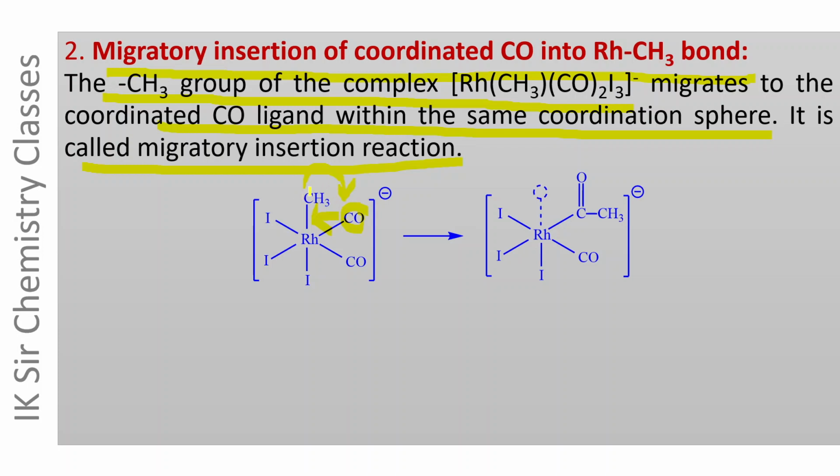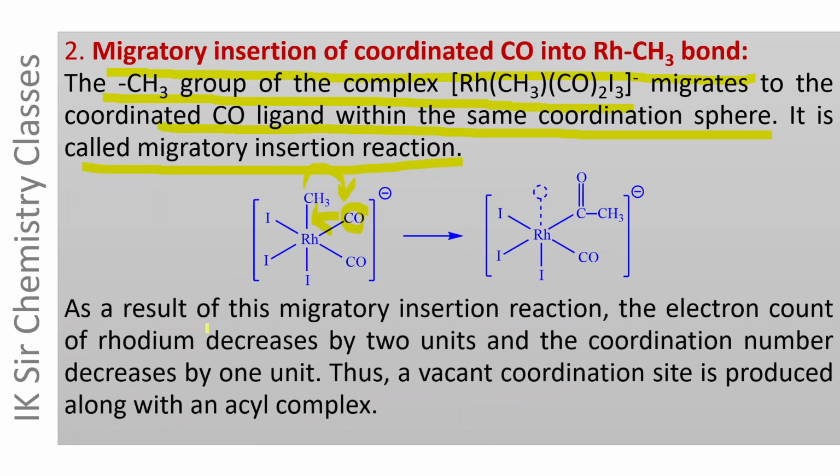As a result of this migratory insertion reaction, the electron count of rhodium decreases by 2 units, the coordination number decreases by 1 unit, and thus a vacant coordination site is produced along with an acyl complex. Due to migration of this methyl group to the coordinated CO group, the CO group transforms into acyl group, and a vacant coordination site is produced here.